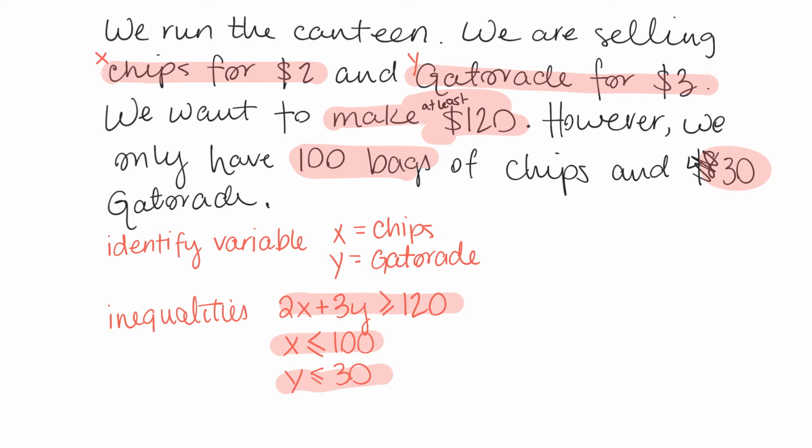So just to be clear, we have 3 different inequalities, and that's totally okay. Because remember, we practiced putting 3 of them on one graph. It's called a system. So we are going to graph all 3 of these. And it's logical, right? Like we can't sell 5 million chips. We don't have that many. We don't have that much time. You're at a basketball game. It's going to be over soon.